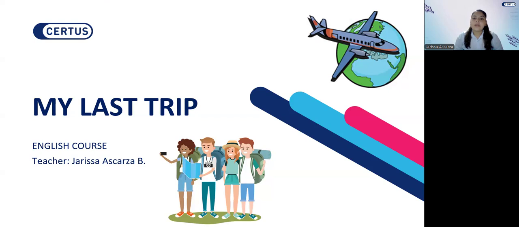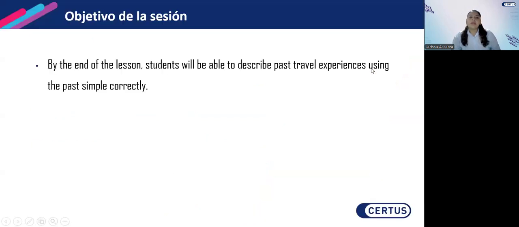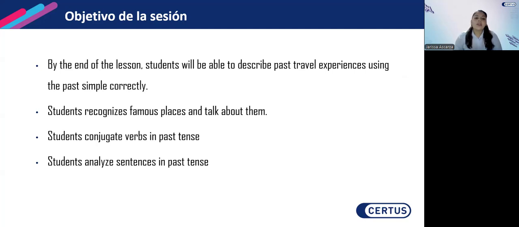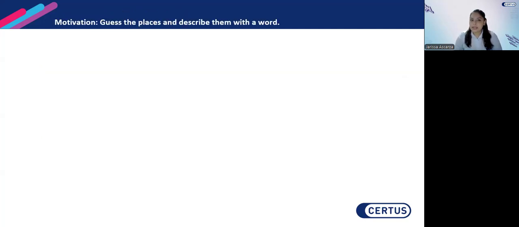For today, we are going to have an English class, an interesting English class. So let's start. The lesson of today is called My Last Trip. What are the purposes of this lesson? By the end of the lesson, the students will be able to describe past travel experiences using the past simple correctly. Also, you are going to recognize famous places and talk about them. You are going to conjugate verbs in past tense, and you're going to analyze sentences in past tense.